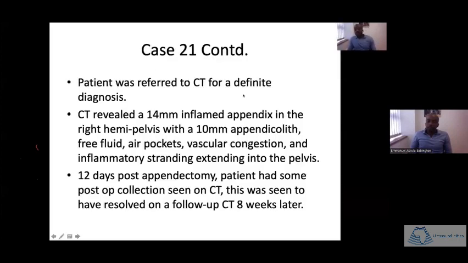In our trust, the surgeons don't like it when we don't give a definite diagnosis, because they want to know if it's an appendicitis or not. If it's an appendicitis, then the patient goes for a laparoscopic appendectomy and has it removed. If the appendix is confirmed to not be inflamed, then the patient gets some other kind of required management. So we then went to have the CT scan.